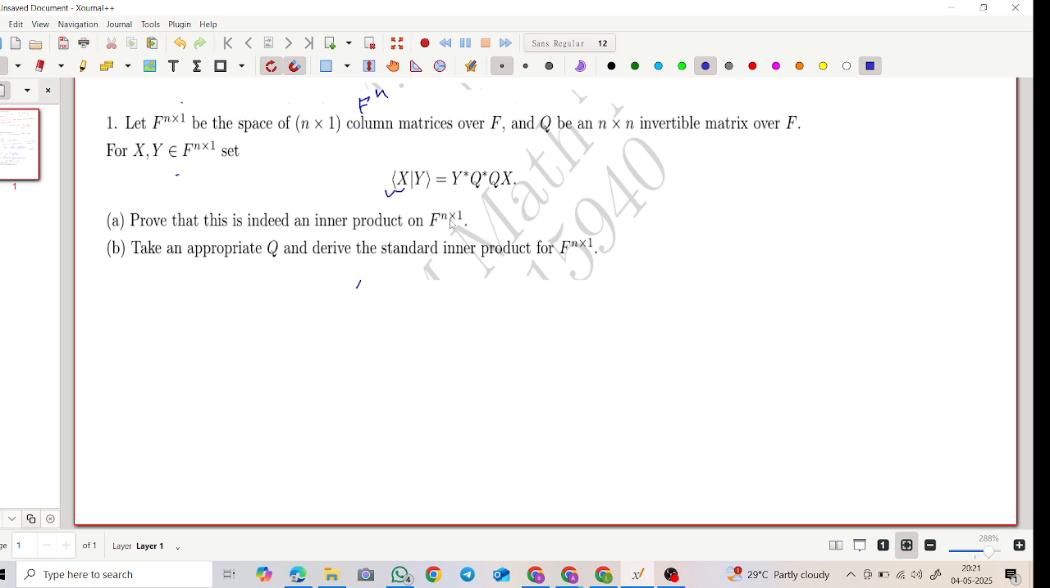So you know what Q star is? Q star is the conjugate transpose of Q. For simplicity, let's just take R throughout as the field. What is conjugate in a general field F? Actually, when we talk about inner products, F is assumed to be R or C. Else you can't talk about conjugates.